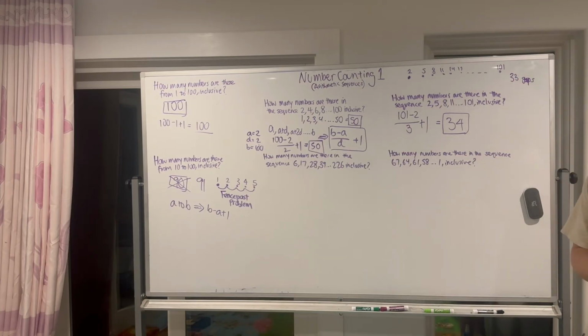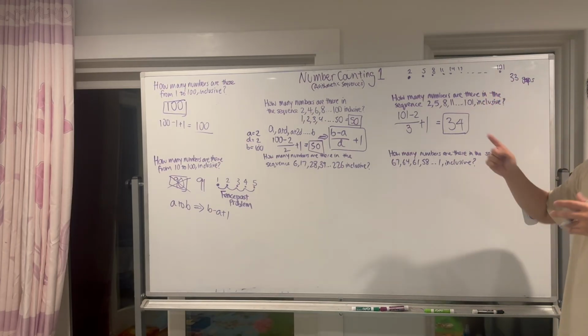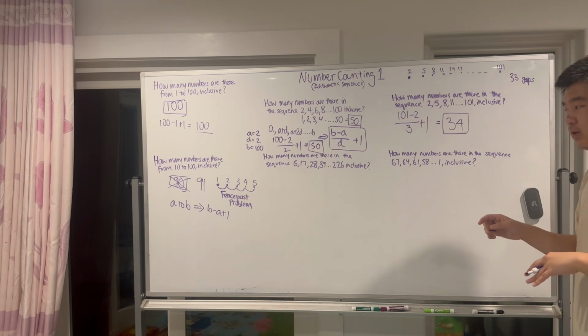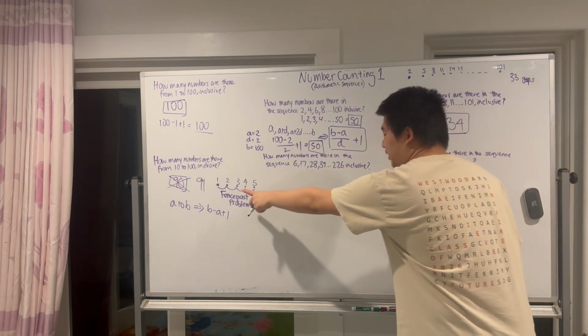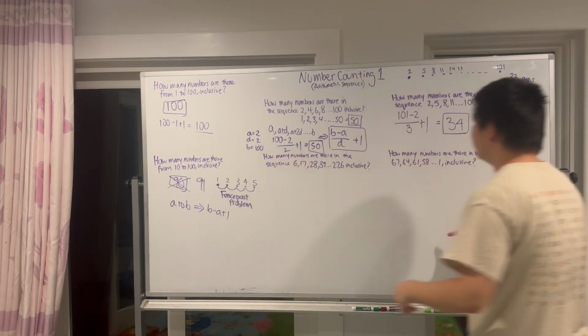But I don't want gaps, I want fence posts. So how can I get from gaps to fence posts? Well, it's just like in here, in order to get from gaps to fence posts, I just add 1.